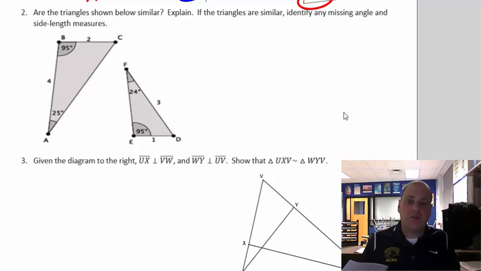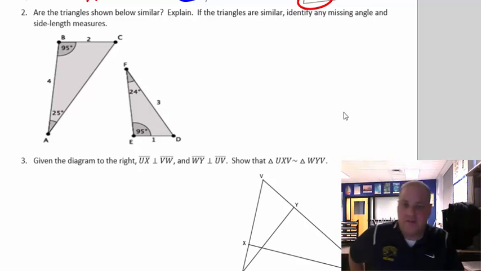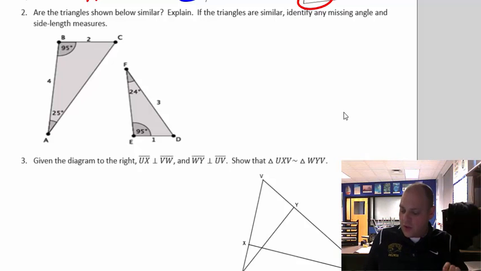Are the triangles shown below similar? Explain. If the triangles are similar, identify any missing angle and side length measures. Okay, so we'll do some side length, I guess. We'll do one of them. All right, so I have 95 and 25. If I have 95 and 25, that's 120. This has to be 60. And then I have 24 and 95. And that leaves 61 left over.